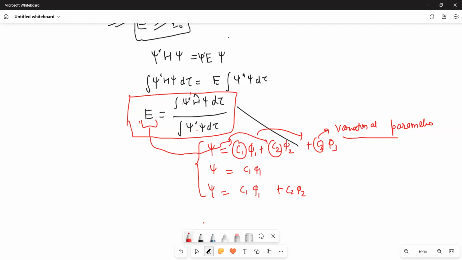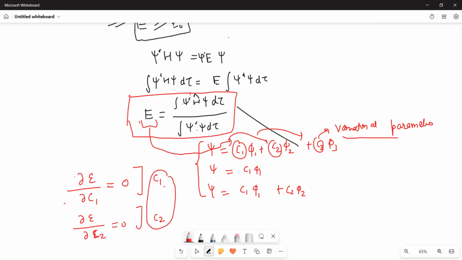Okay. Then what we will do, because we want to find a minimum energy, which will be very close to ground state, we will minimize the energy with respect to C1. For that we will find the differentiation of E with respect to C1, then we will put it equal to 0, and we will again find differentiation with respect to C2, and we will put it equal to 0. So from here we will get the values of C1 and C2. These will be the minimum values of C1 and C2, and we will put them here to get the energy. That will be the best approximation.